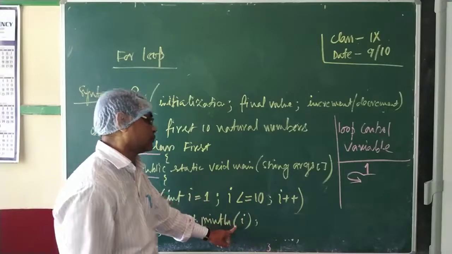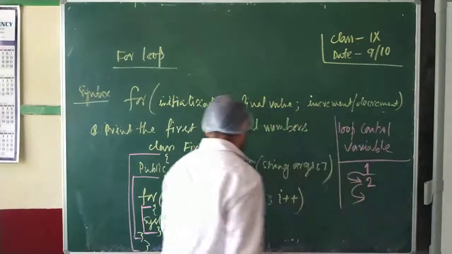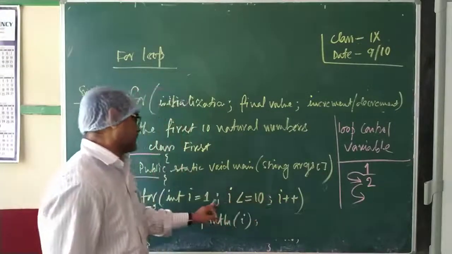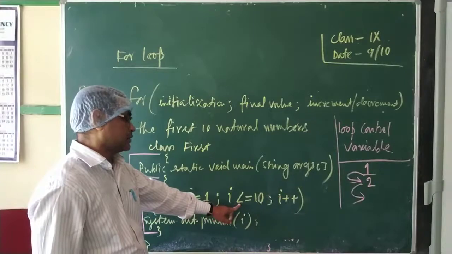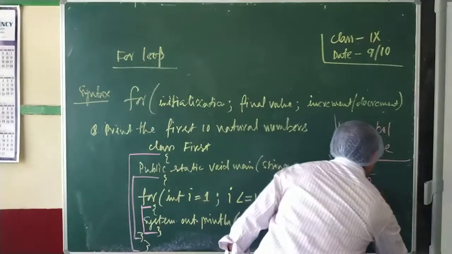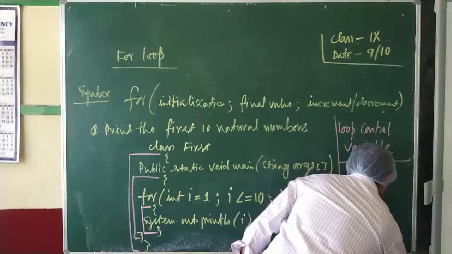Again I will be printing 2. Again the control will go down. Then after that I plus, I will be 3. Then again the condition I less than equal to 10 is checked. So then 3 also will be printed. Like that way 4, 5, 6, 7, 8, 9, 10.